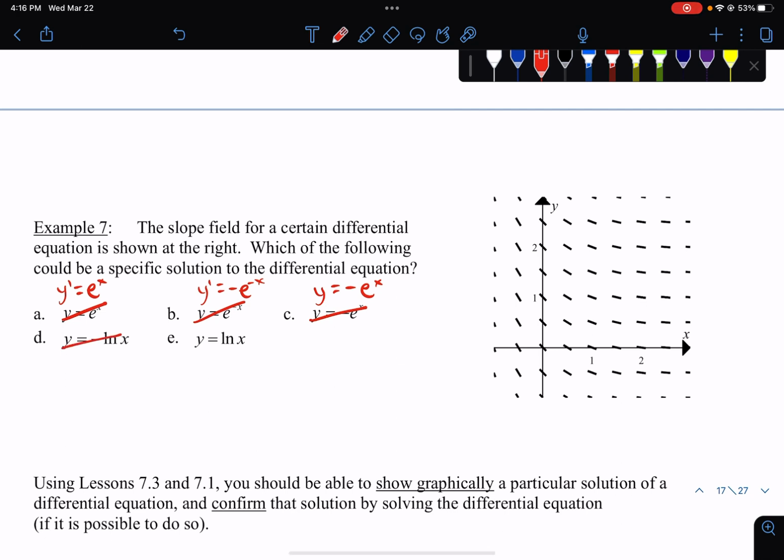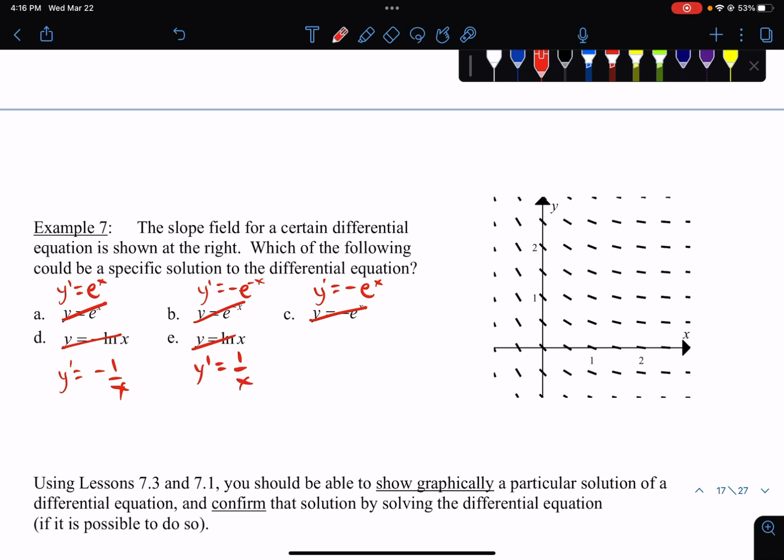For D, y prime is going to equal negative 1 over x, and for E, y prime is going to equal positive 1 over x.